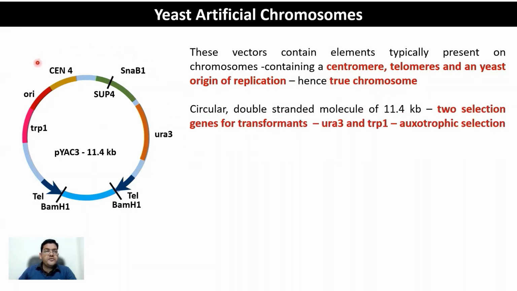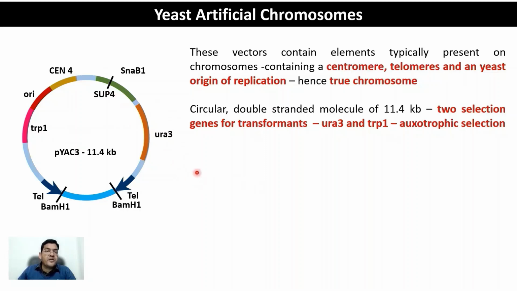So the yeast artificial chromosomes are circular double-stranded molecules of around 11.4 kilobases in size, and they contain two selection markers for transformation. This includes TRP1 and URA3. TRP1 is involved in tryptophan biosynthesis, and URA3 is involved in uracil biosynthesis. And the selection process for transformants is basically what is known as auxotrophic selection. In this case, the host cell is deficient in synthesis of key metabolites, and these key metabolites can only be provided in trans via the vector.